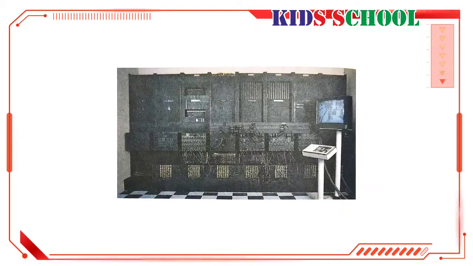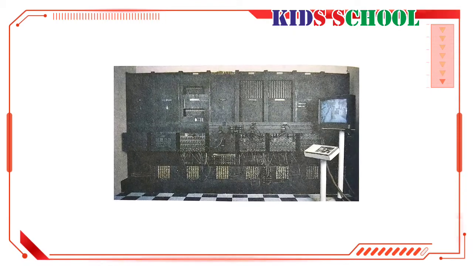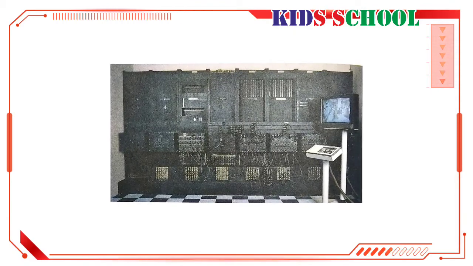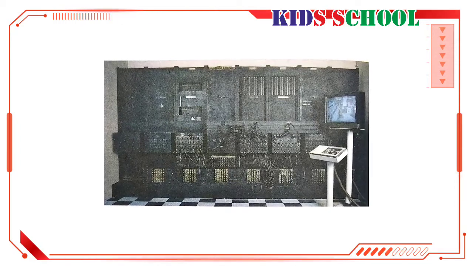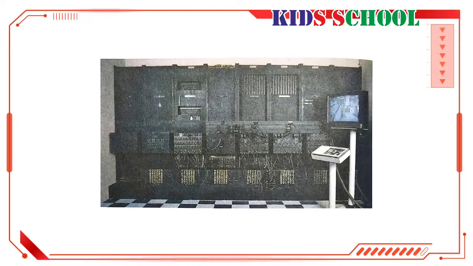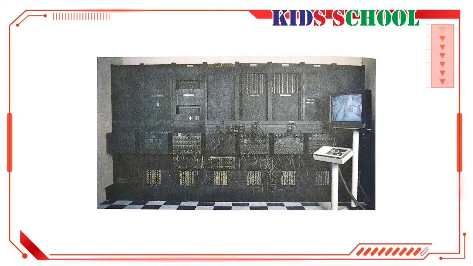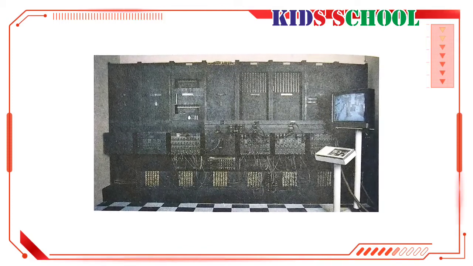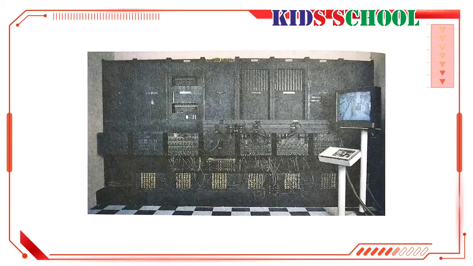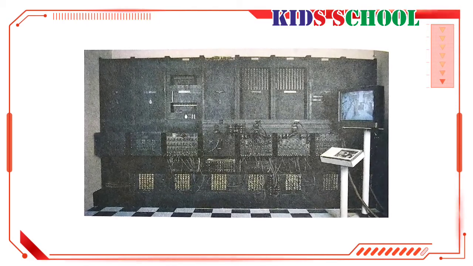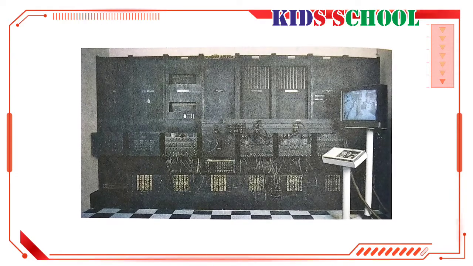The ENIAC was so large that it would occupy a big hall. It had around 18,000 vacuum tubes and consumed a large amount of electricity. Nevertheless, it had a fantastic speed of doing calculations. It used to perform 5,000 additions in 1 second and 500 two-digit multiplications in 1 second. The ENIAC is called the granddaddy of the present computers.